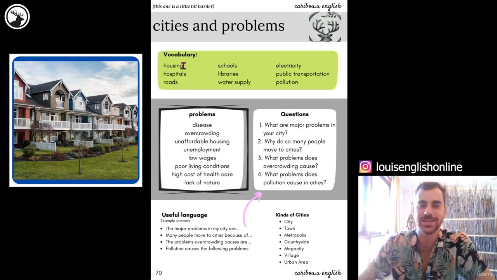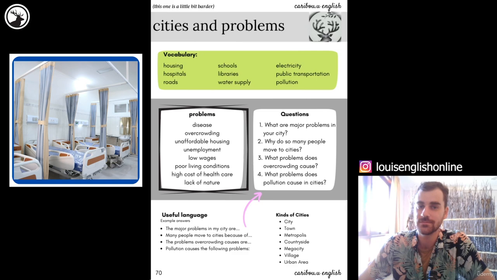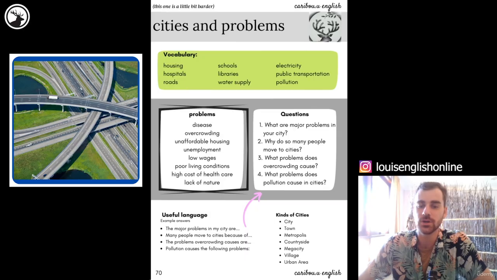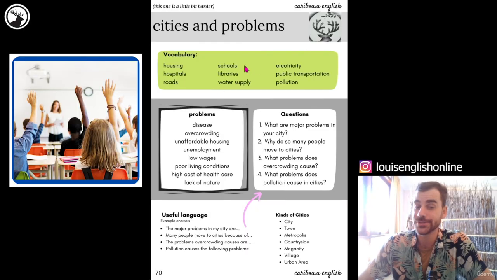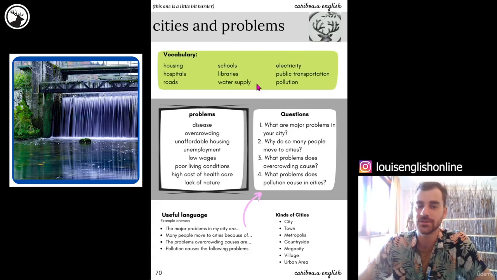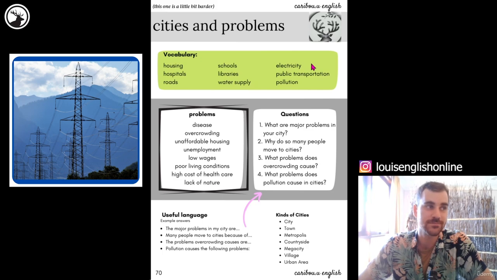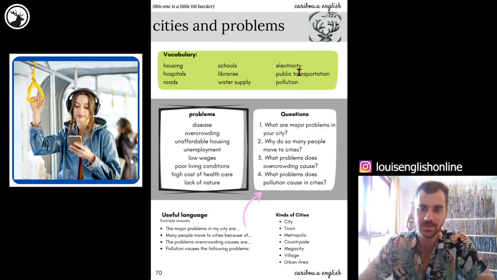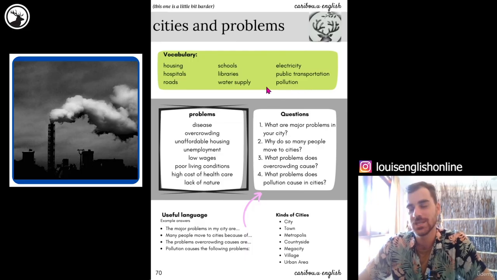Repeat after me. Housing. Hospitals. Roads. Schools. Libraries. Water supply. Electricity. Public transportation. Pollution.